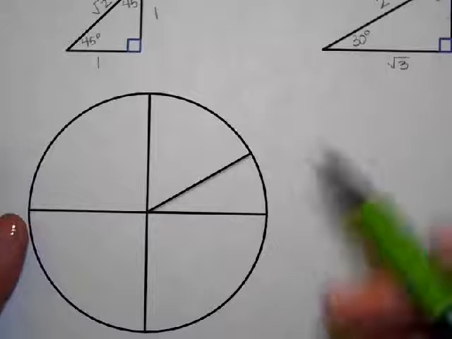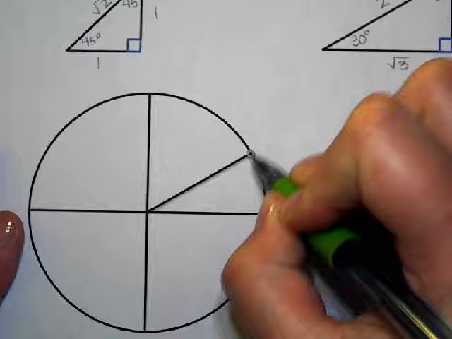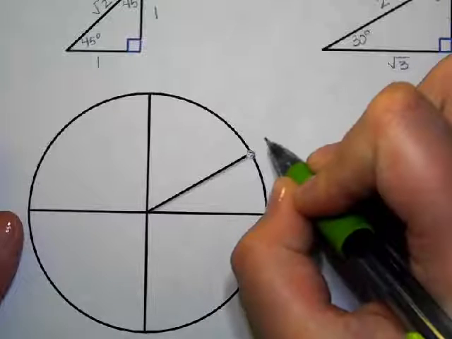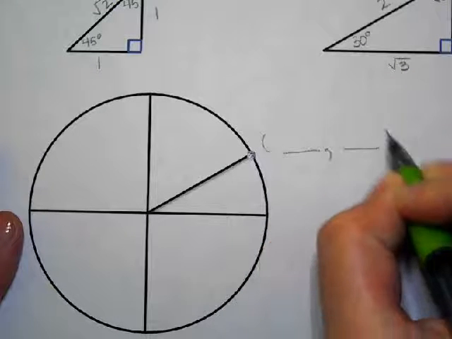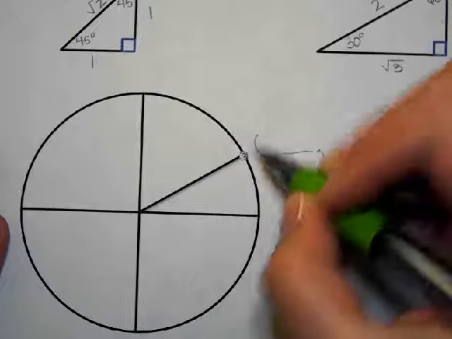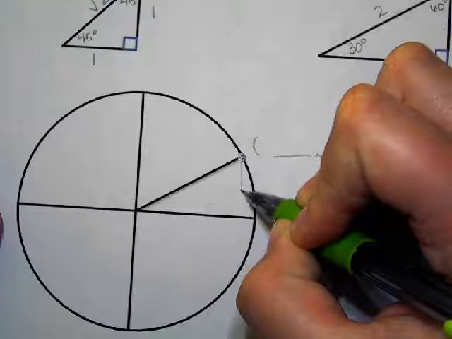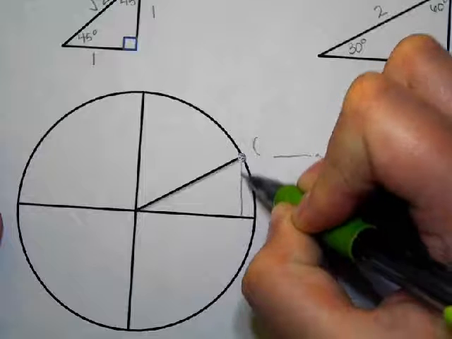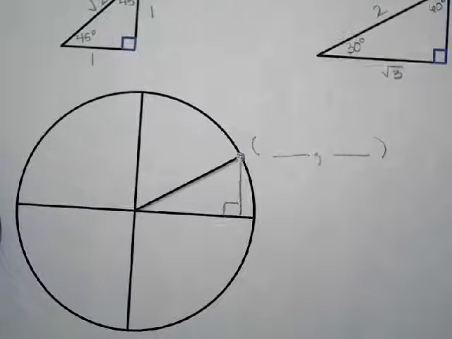What you're going to do is draw a coordinate right here. This coordinate is x, comma, y. Everyone see that? Yes? Okay. And from this coordinate, I'm going to drop a straight line down, and I'm going to make a 90-degree angle. So I just made a right triangle.